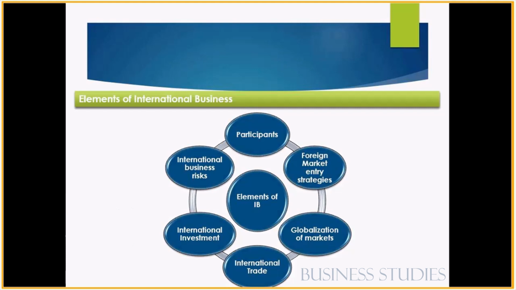Okay, there are some very important elements of international business. In all the lectures that we are going to follow from here onwards, you will find these key terms continuously repeating. The very first thing is participants. We are going to be continuously discussing the participants who are actively playing their role in international business. We are going to look at entry strategies, how companies use those strategies to enter international markets, globalization of markets, international trade, international investments, and the risks of doing international business. These are the key elements of international business that we are going to focus on later on.